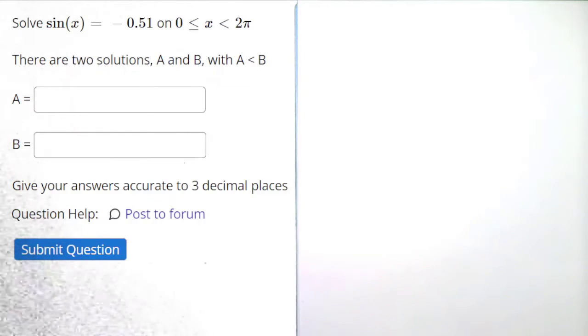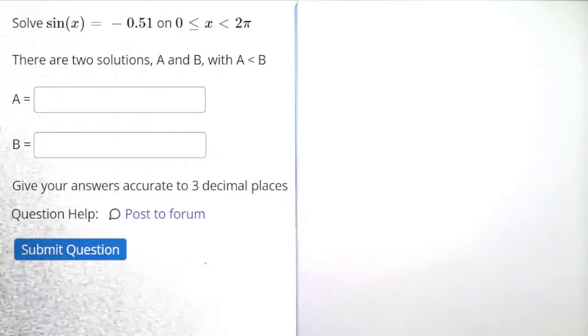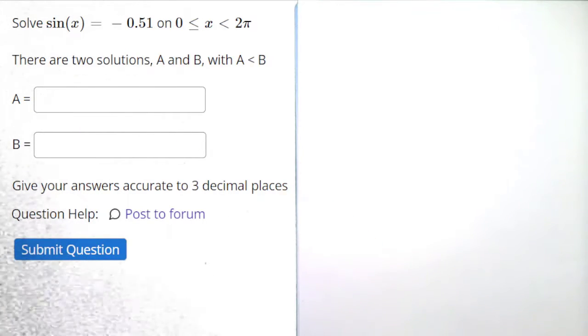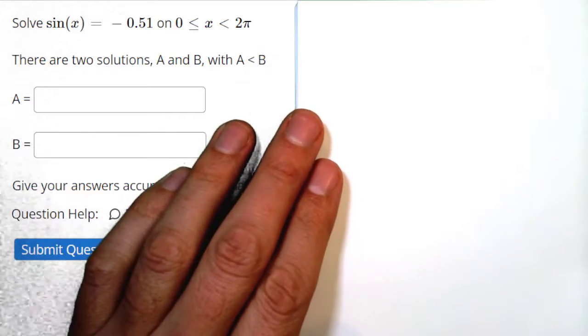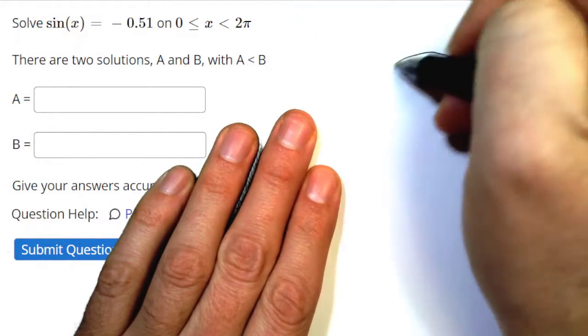All right, so in this problem, we are asked to solve this equation. Sine of x equals negative 0.51. All right, let's think about what this means. So let's draw a unit circle and see what we're looking at here.